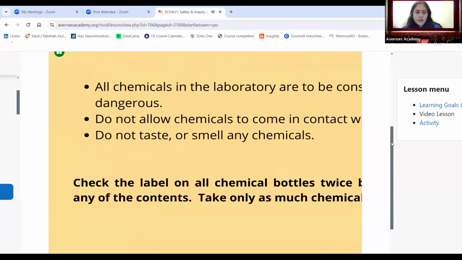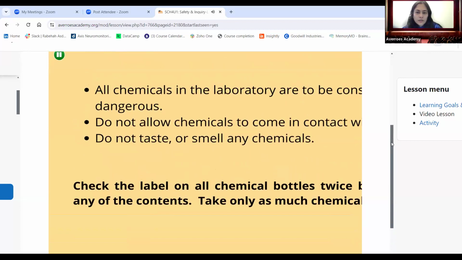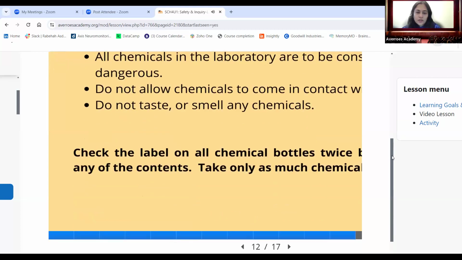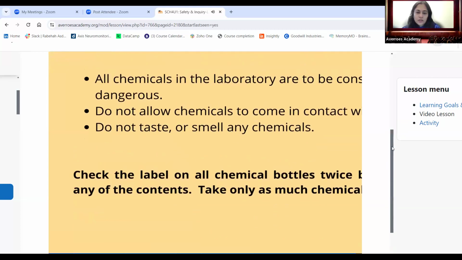All chemicals in the laboratory are to be considered dangerous. Do not allow chemicals to come in contact with your skin or your eyes, and do not taste or smell any chemicals. Check the label on all chemical bottles twice before removing any of the contents, and take only as much as you need.